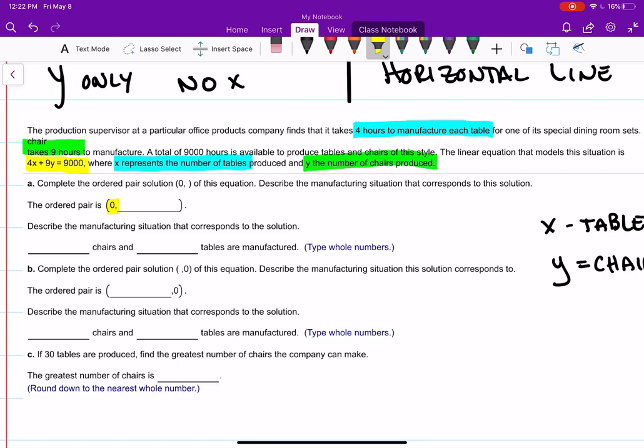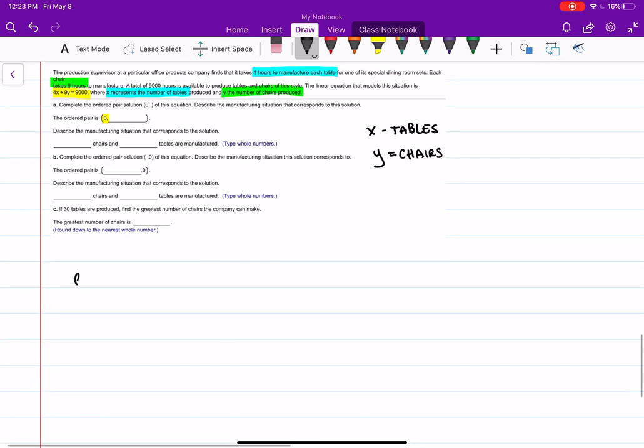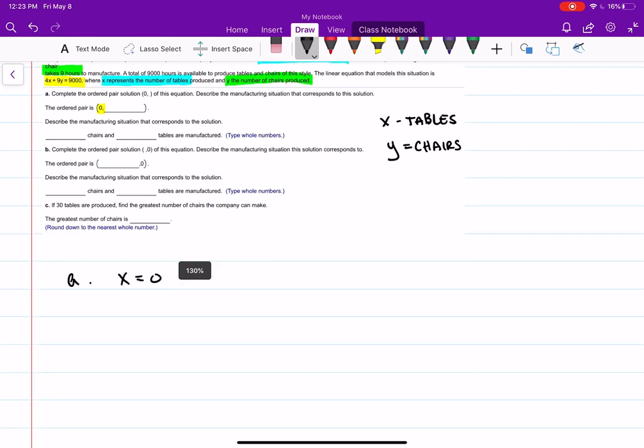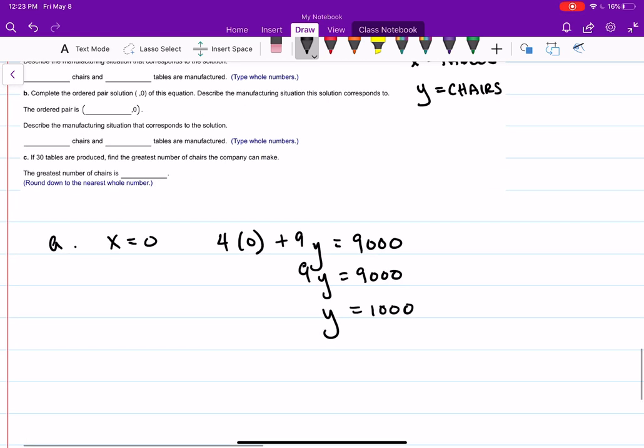So then I'm going to come down here. Okay, part A. What I know is that x is going to equal 0. So 4 times 0 plus 9y is equal to 9,000. So 9y is equal to 9,000, so y is equal to 1,000. So in other words, I have a point here, 0, 1,000. What does that stand for?